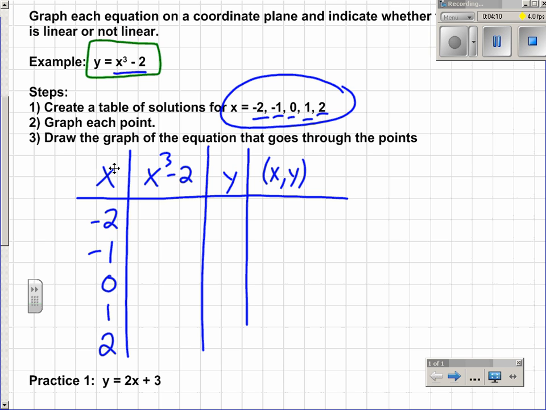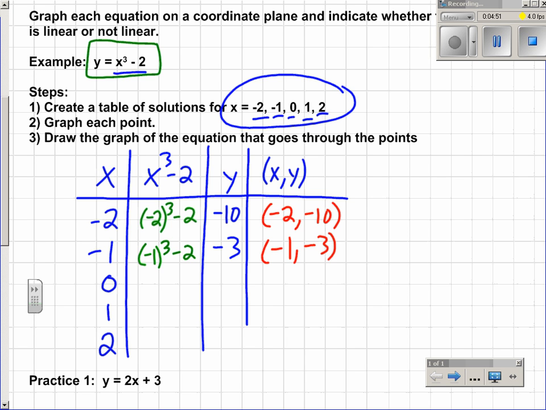Now we're going to take the -2 and cube that, so that's -8, and minus 2, which is -10. That's your y value, which means that your x and y values for that are -2 and -10. If the next value for x is -1, that means we would have -1 being cubed, and then subtracting 2 from that. That's -1 minus 2, which is -3. So our points here are -1 and -3.